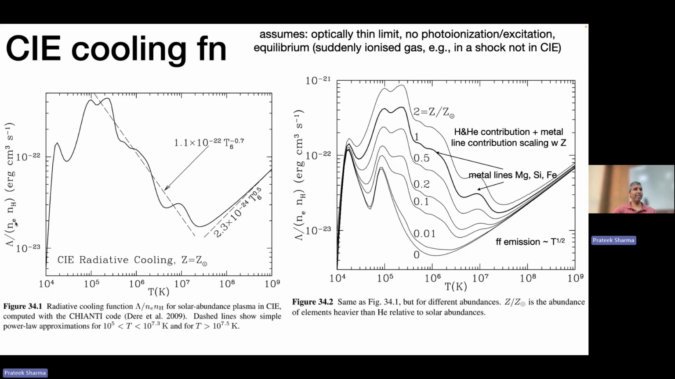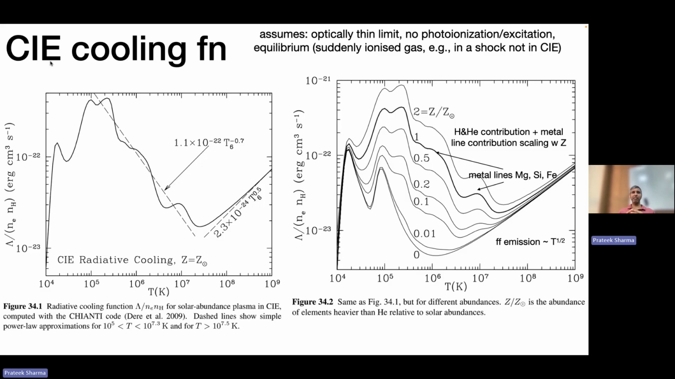But you normalize it to n_e n_H because cooling is also here a two-body process. So the dependence on density is just n squared. If you normalize it to this, you get something called a cooling function. This lambda over n_e n_H is called a cooling function, and it only depends on temperature in collisional ionization equilibrium conditions.